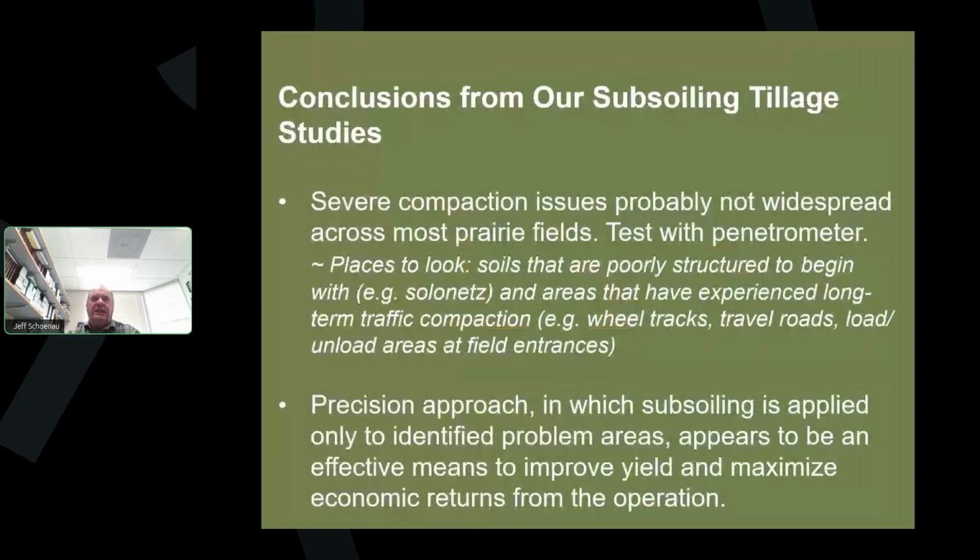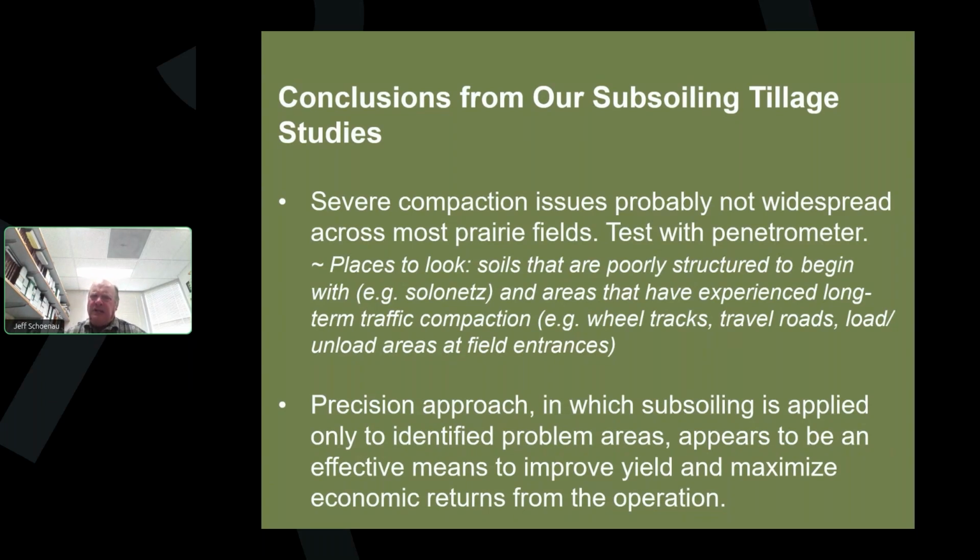So I think the conclusions that came from our work, is that severe compaction issues are probably not widespread across most prairie fields out there. And I think it's important to get out there and do some testing with a penetrometer to reveal those areas that exist within that field. The kinds of places that you'd want to look would be soils that are poorly structured to begin with, like those solonetzic soils, and areas really in any field, and particularly those fields that have experienced long-term traffic compaction, like wheel tracks, traffic roads, load and unload areas that you might find at the entrances of fields.